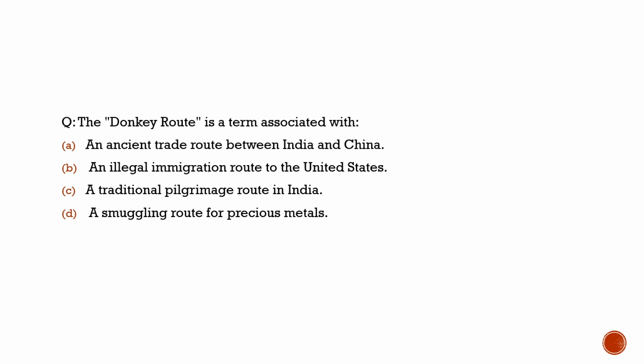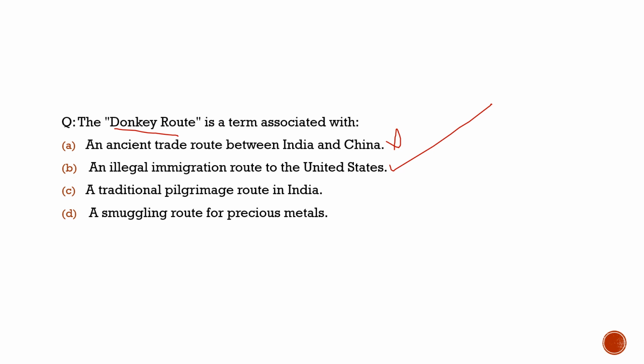Here the question is about the donkey route. It is a term associated with, you would wonder why we have taken this question here, because the US has sent back 1100 Indians who tried to enter illegally. So it is definitely about illegal immigration. Now let us try to answer this question. First statement, an ancient trade route between India and China, totally incorrect. Option B, an illegal immigration route to the United States, 100%. It was basically the illegal immigration route to the United States used by different people. With respect to India, used by Indians who try to have a better future in the United States.